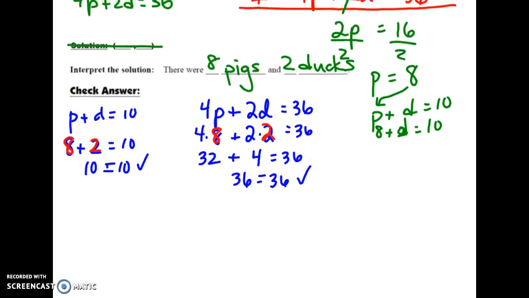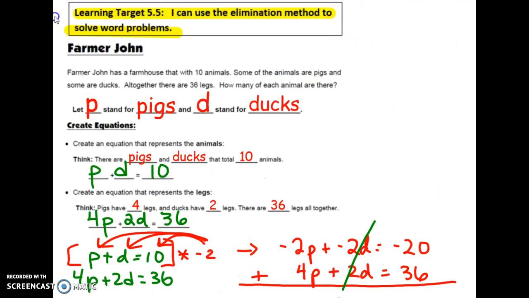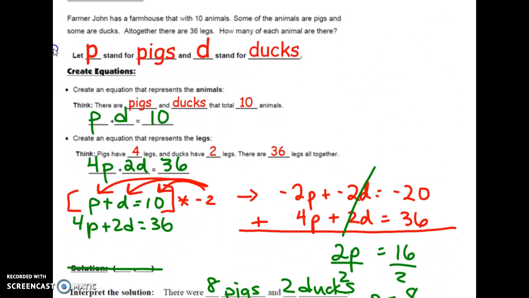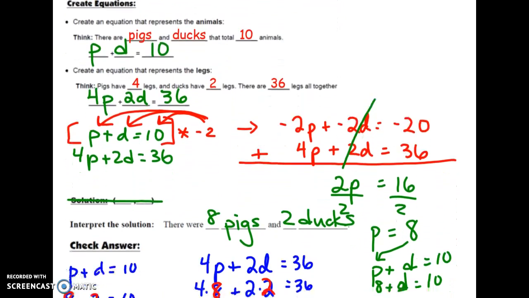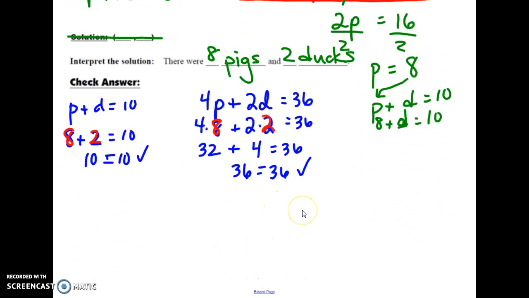So even though it's a crazy example, I wanted you to have a way to use elimination to be able to solve a word problem using different variables that you write from the problem.